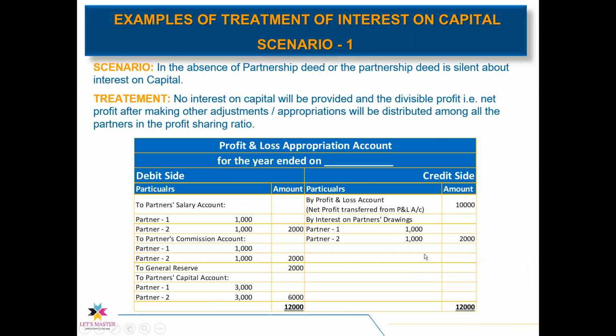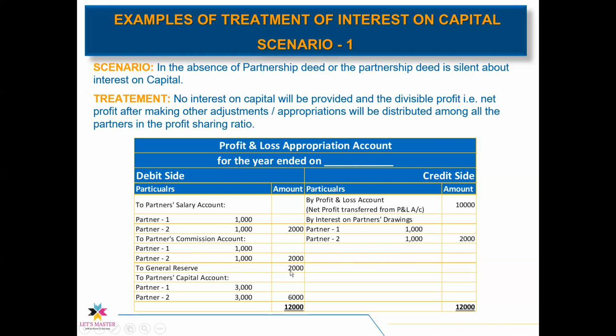Now here I would like to highlight one thing. We spoke about something called divisible profit. So 10,000 net profit plus 2,000 of income for the partnership firm on account of interest on partners' drawings. So the total profit available was 12,000. And out of this 12,000, we have appropriated 6,000 to different heads, that is partners' salary account, partners' commission account, and general reserve.